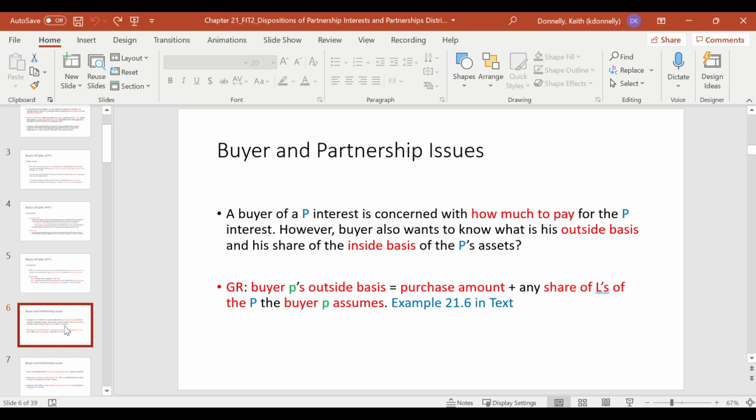Continuing here, I have a buyer of a partnership interest, so you have that external party. They want to know how much they should pay for the interest. However, they also are going to want to know what's their outside basis and their share of the inside basis of the partnership's assets. So, as a general rule, if you buy a partnership interest, your outside basis is going to be what you paid for it, plus any share of the liabilities you're going to be assuming.